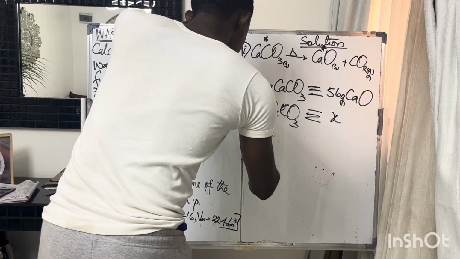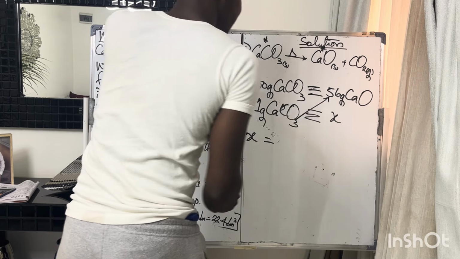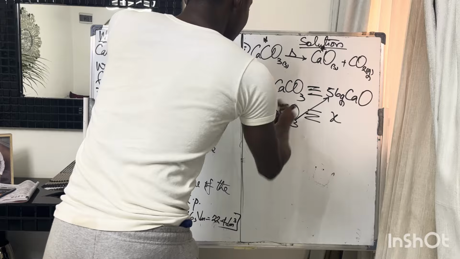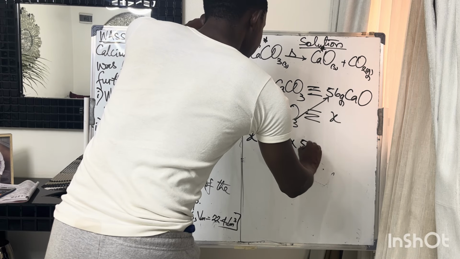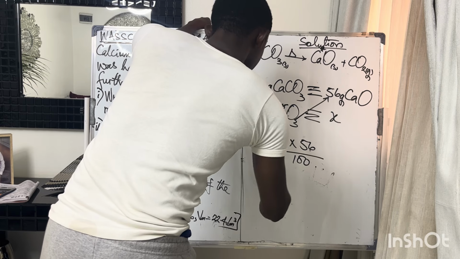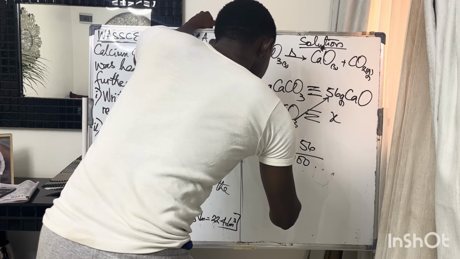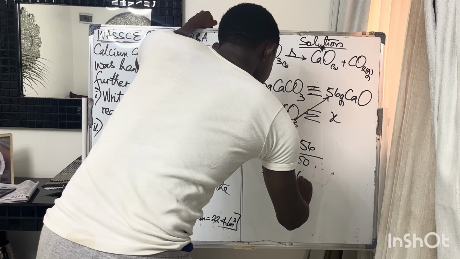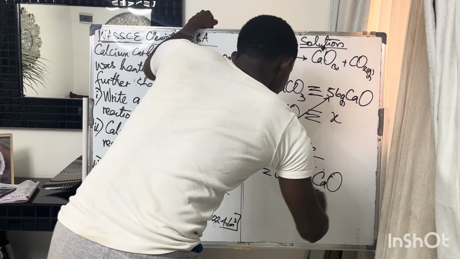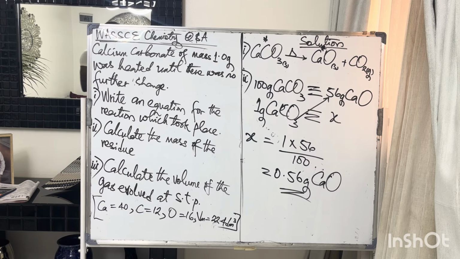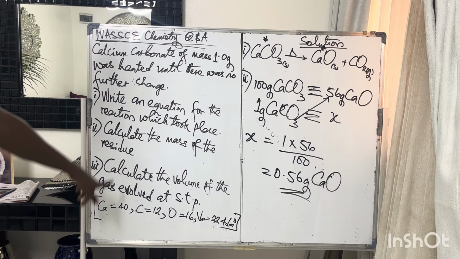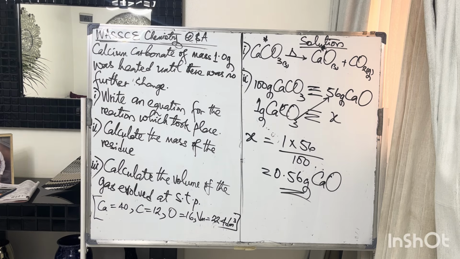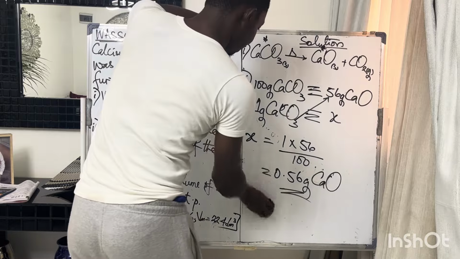If you cross multiply, x will be equal to 1 times 56 divided by 100. If we do this, we should be getting 0.56 grams of calcium oxide. This is what we should be getting, 56 divided by 100. So we've answered question 2. This is the mass of the residue. Then we'll move on to question 3. I'll be rubbing off the board to respond to that.